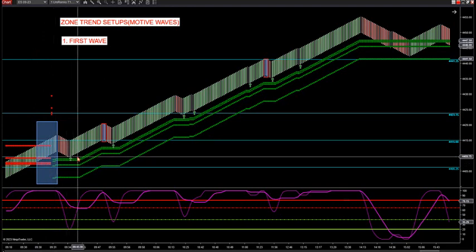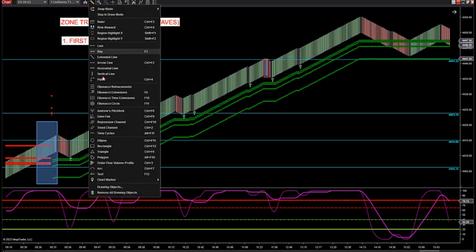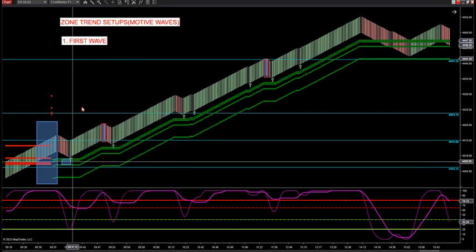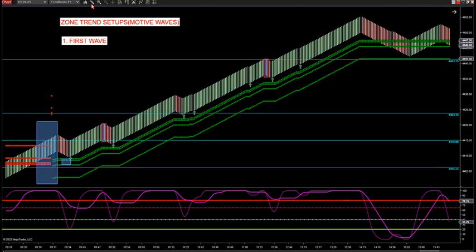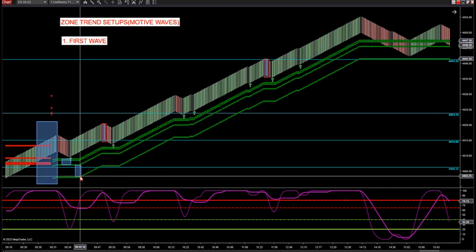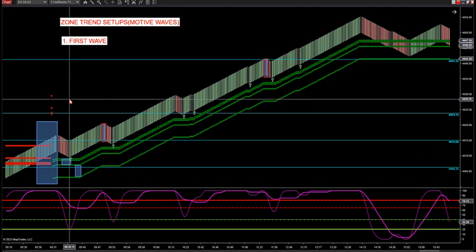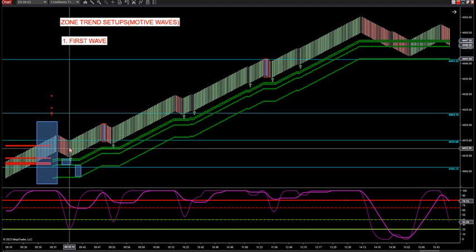We have two zones. We have a shallow zone, which is categorized as this area. That's when you have a hard move up or down to the downside. The market's really trending hard. And then you have what's called a deeper zone, which is called a full zone retracement, an FZR, or we call it a slingshot. That's what's going on in the S&P right now, which I'll show you.